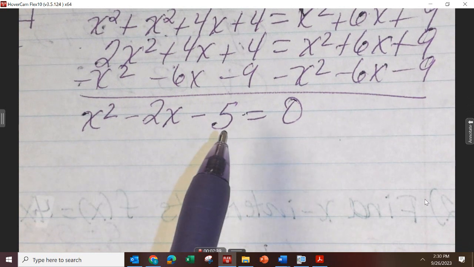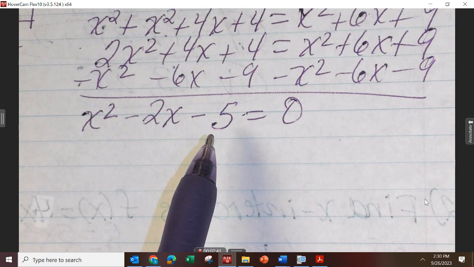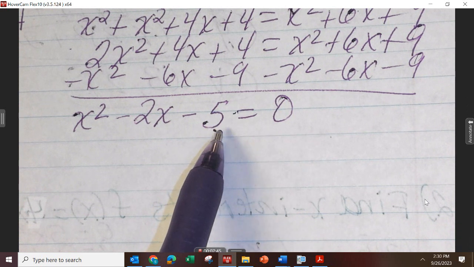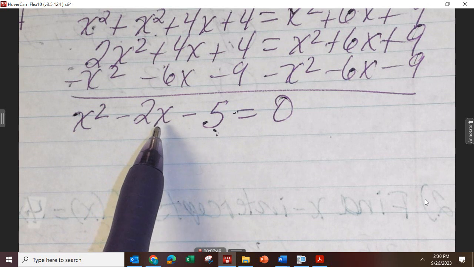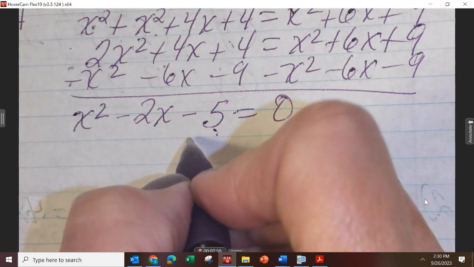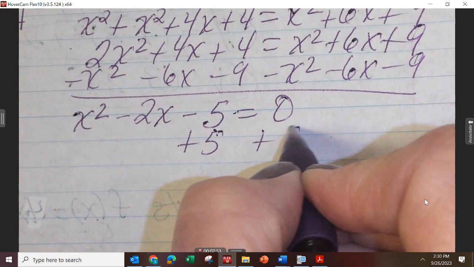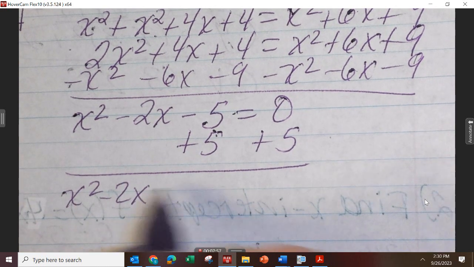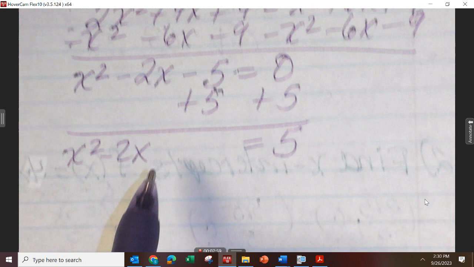What do I check for now to see if this can be factored? Are there numbers that multiply to be 5? What are numbers that multiply to be 5? Will those subtract to be 2? No. So we're going to have to complete the square. To complete the square, I take this over. I've got x squared minus 2x equals 5.